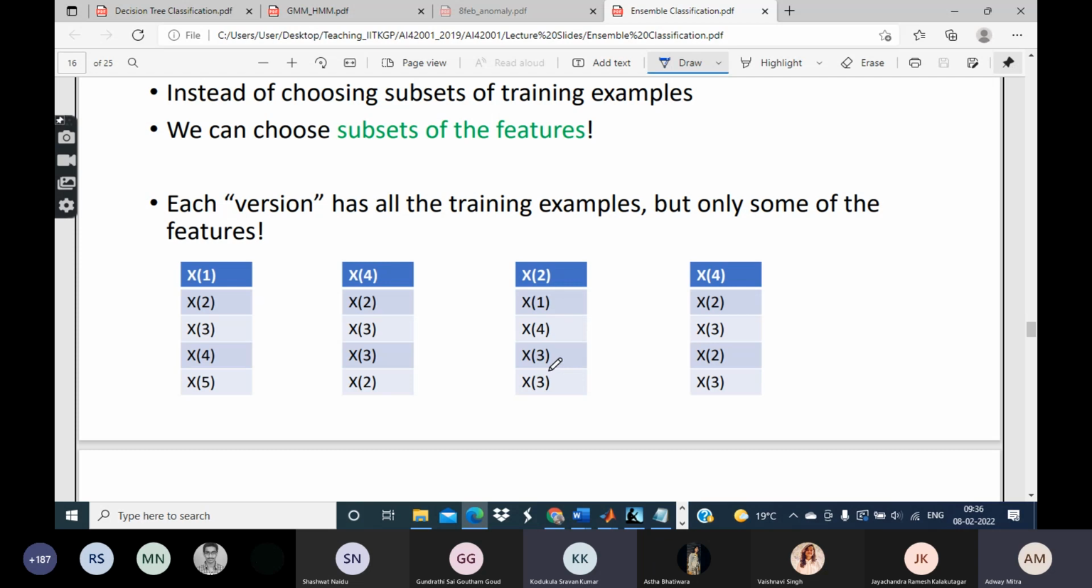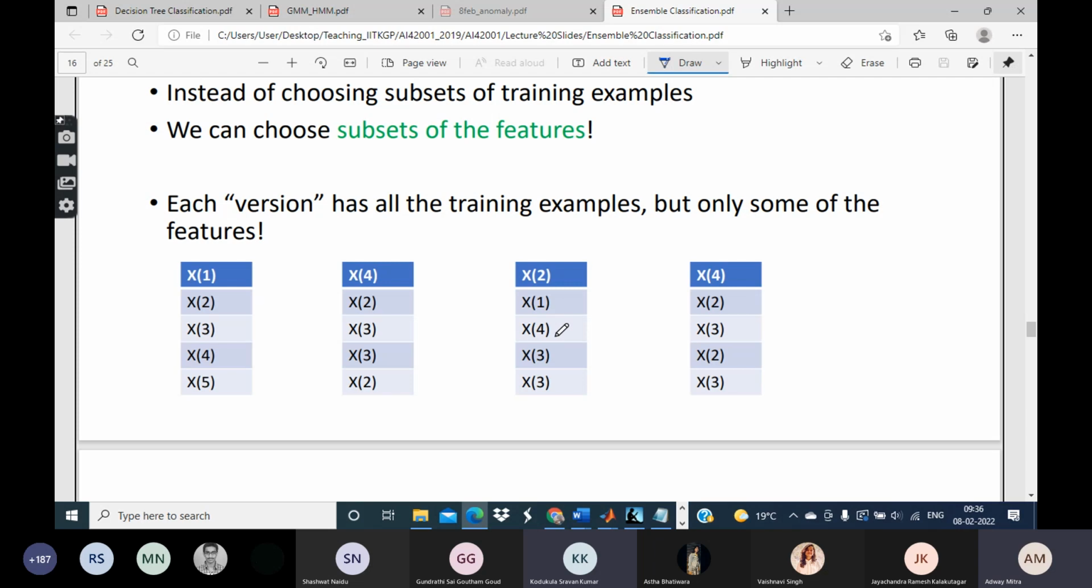So what is the significance of this? The significance is that in each of the different cases, you are giving more importance to some of the features and ignoring the other features. So it's like saying that instead of attaching equal importance to all the features, we are trying to say that some of the features are more important than the others.